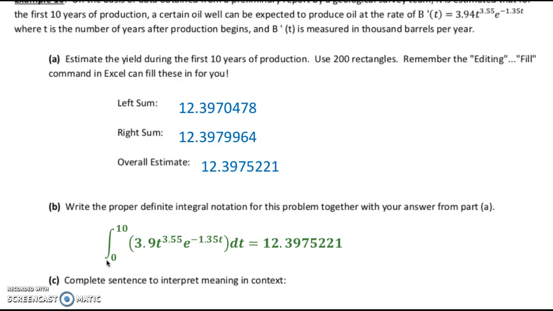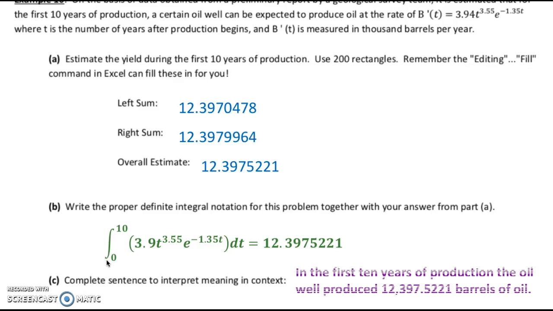Here's the definite integral. There's our definite integral. And it says in a complete sentence, interpret what this means. What did we just find? We just found that in the first 10 years of oil production, the well produced 12,397 barrels of oil, 0.5221 barrels of oil.